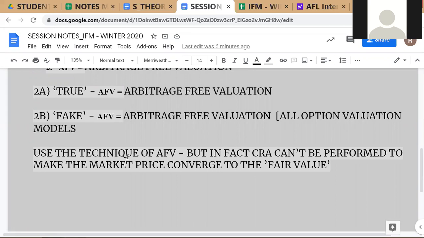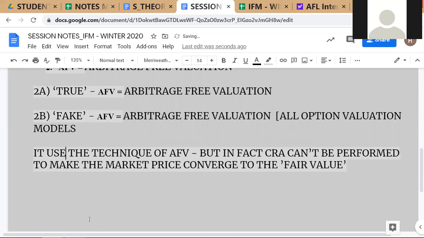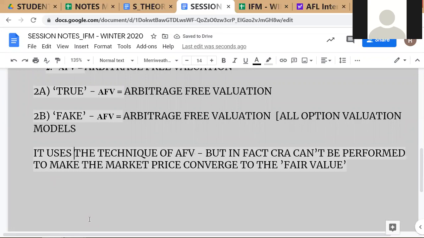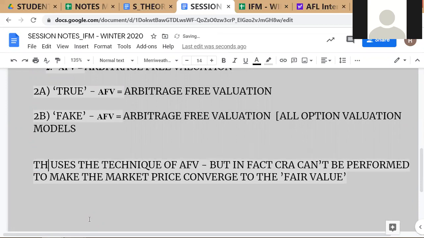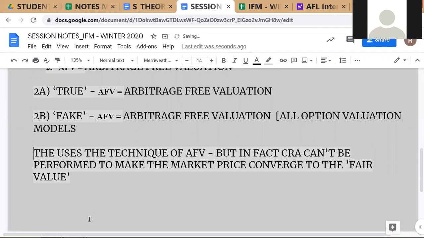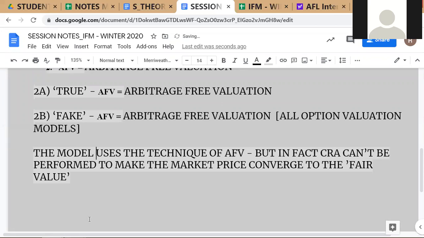it uses the technique of AFB. That means the models, okay? Let's make it very clear here. The fake AFB models, like the option valuation models, all of them, okay? All of them have the same property, whether binomial or Black-Scholes or Garman-Kohlhagen, all option valuation models have the same property. The model uses the technique of AFB, okay?